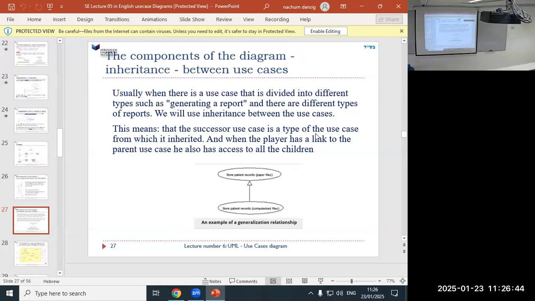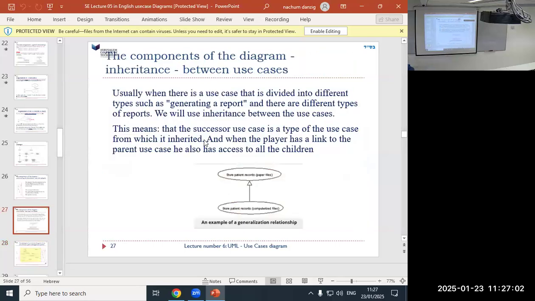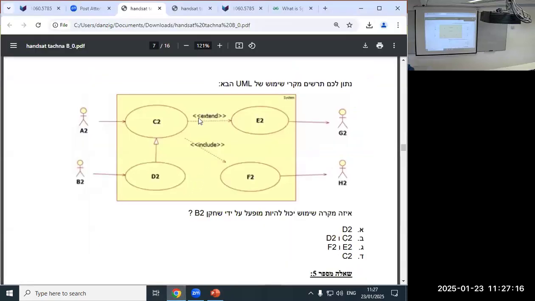The successor use case is a type of the use case from which it inherited. And when the player has a link to the parent, he can also access the children. So it's the opposite. It's actually the opposite. You hear that? When the player, player means actor, when the actor has a link to the parent, he has access to all the children. So it's the opposite. So let's go back.